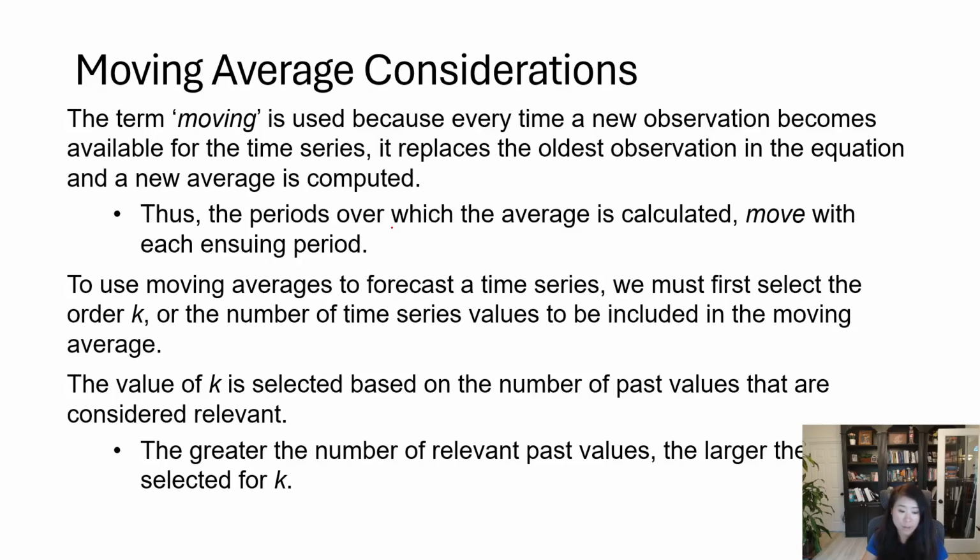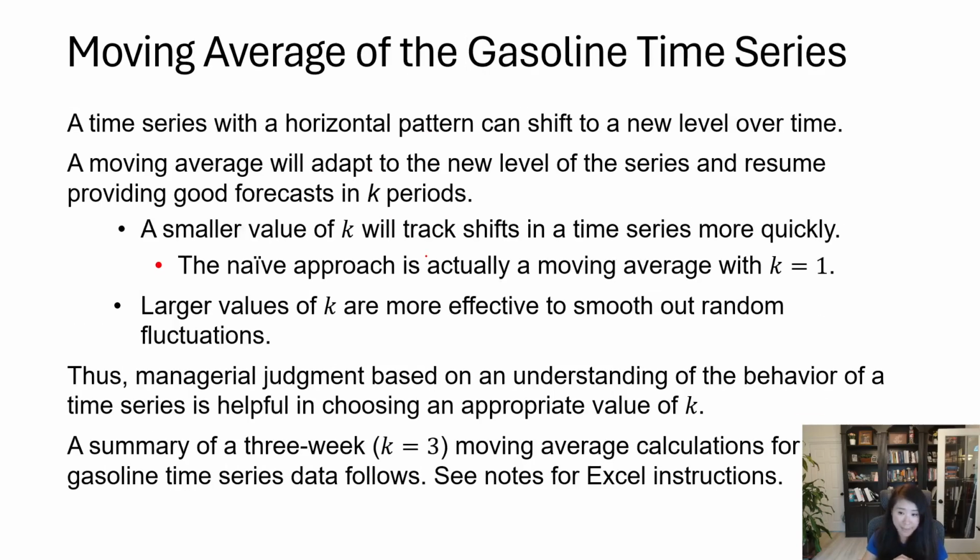Here, I just want to call out the choice of K. K is how many historical values you want to use to calculate the average, right? So the value K is selected based on the number of past values that are considered relevant. The greater the number of relevant past values, the larger the value selected for K. And some students might ask, how can I pick K? Try a few times. When I deal with a lot of real world problems, I try a few times to see what is the best value for K.